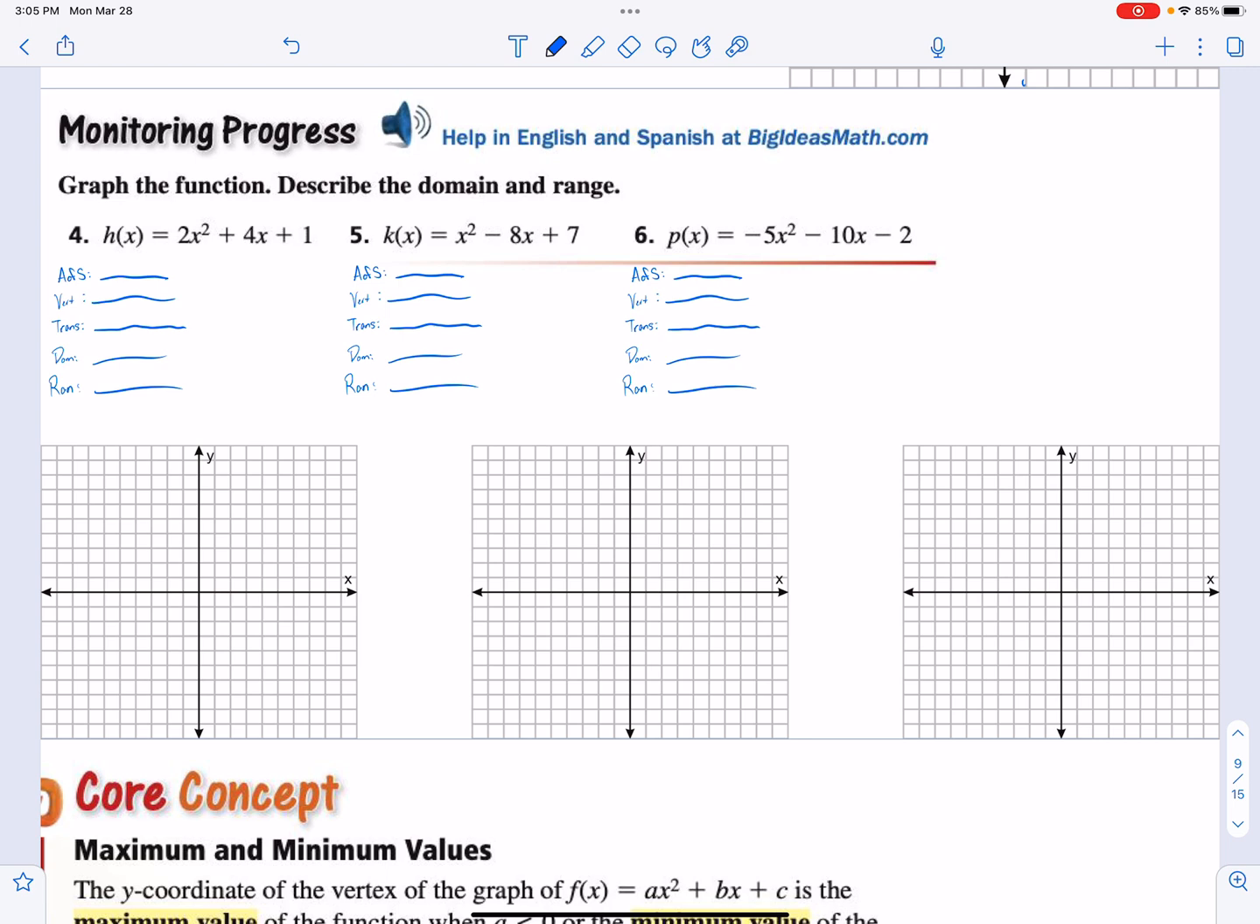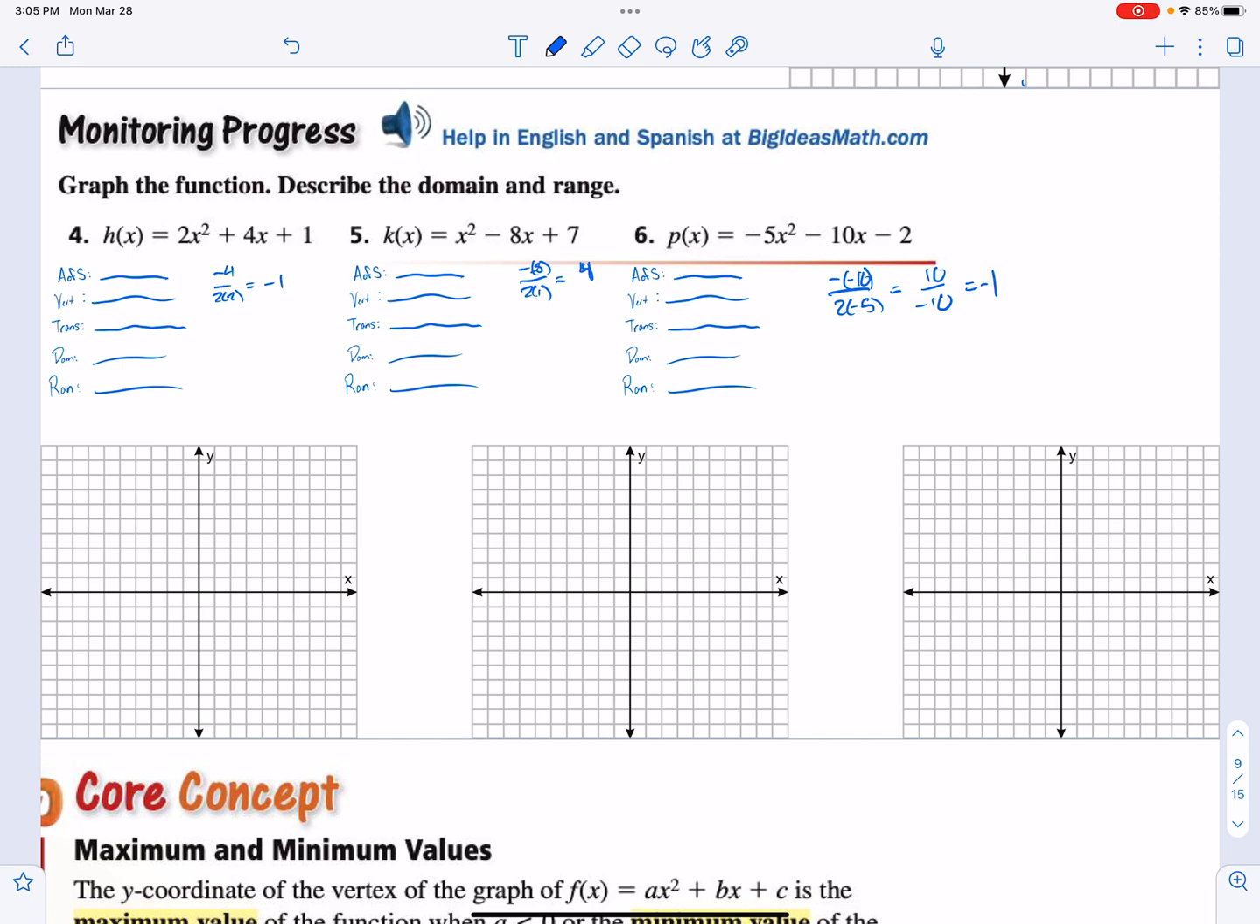I'll work out negative b over 2a on these real quick. So negative b over 2a. So my axis of symmetry should be negative 1 on this one. Negative b over 2a. My axis of symmetry should be 4 on this one. Okay, and then you plug it in. This one, negative b over 2a would be 10 over negative 10, which is negative 1 on this one. So they've actually worked out pretty nice for us, those axes of symmetry.